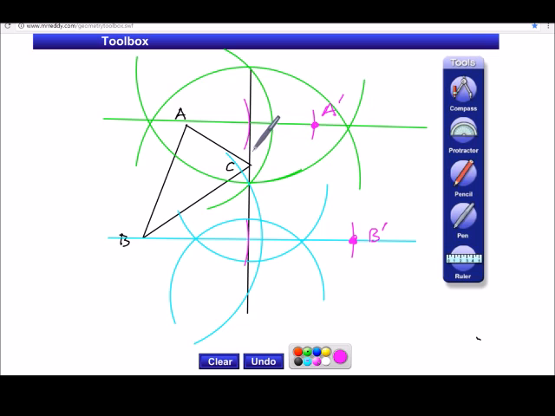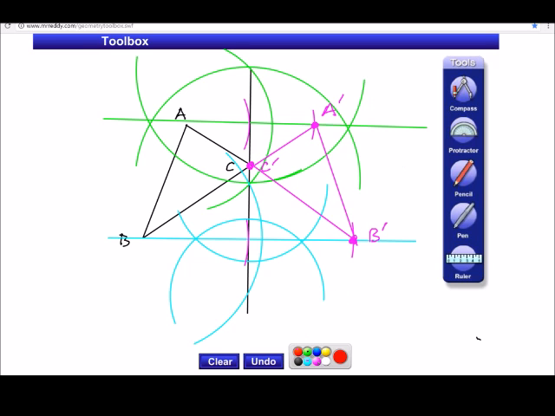And we know that C is on the line of reflection, so C just becomes C prime. And now I can construct my image. And I reflected across that line.